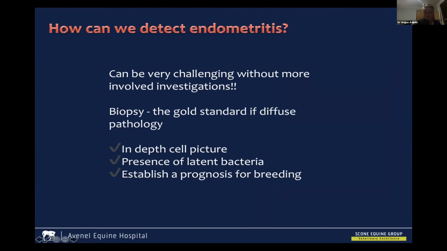And in terms of looking for a gold standard diagnosis, then probably biopsy is the way forward. So that's actually taking a tissue sample from the surface of the uterus, sending it away for histology and in-depth microscopic analysis. So that will give us an idea of the cell types present, but also whether or not there are any latent bacteria in the different layers of the uterus. And we can also grade these biopsies to give us a prognosis for breeding based on certain characteristics like the degree of uterine fibrosis, for example.